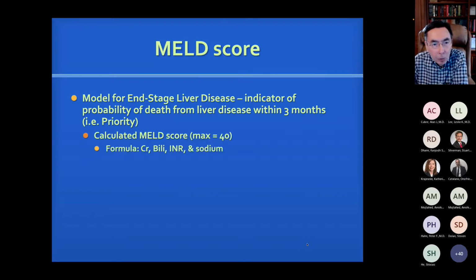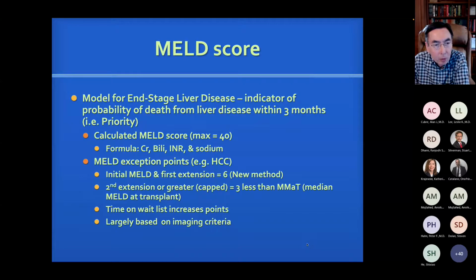And the most common way to get a score is what's called a calculated MELD score, which maxes out at 40. And the formula uses the serum creatinine, bilirubin, INR, and sometimes sodium levels to determine what the calculated MELD score is. Now, there's another way to get MELD points, and that is if you qualify for an exception. And one of those exceptions is HCC, or hepatocellular carcinoma.